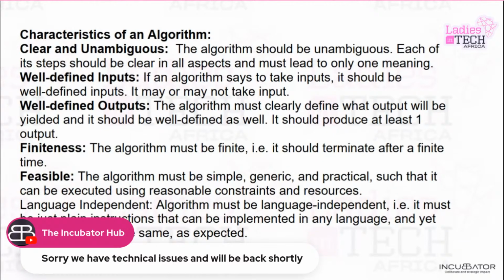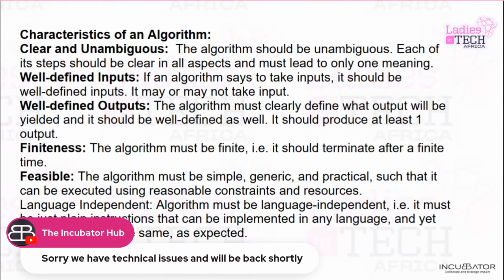Okay, so I said the characteristics of an algorithm: it should be clear and unambiguous. That's why I said it should be clear and unambiguous. When I say clear and unambiguous, I mean, when you want to cook rice, you don't have to go the hard way. You just have to follow step by step.